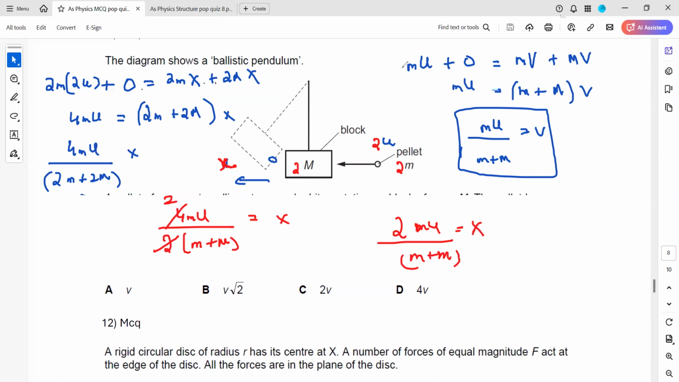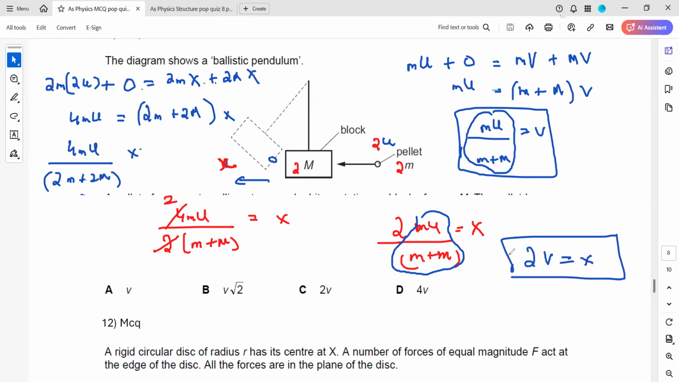Now what is this value? What is this mu divided by small m plus capital M? This is v. So I can say that, because this whole is equal to v, 2v is equal to x, or x is equal to 2v. So that's why C should be the right answer for this. Is it clear? Question 11.